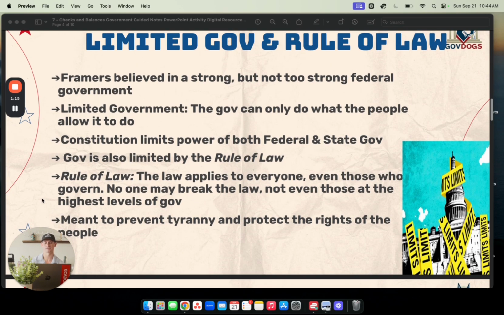The rule of law states that the law applies to everybody, even those who govern, people like presidents, senators, people in the Supreme Court. No one may break the law, not even those at the highest levels of government, like the president. This is meant to prevent tyranny and protect the rights of the people. You don't want people that have power to be able to break the law. That's just not the way it goes. That's unconstitutional, right? It goes against the Constitution, specifically because of the idea of limited government.